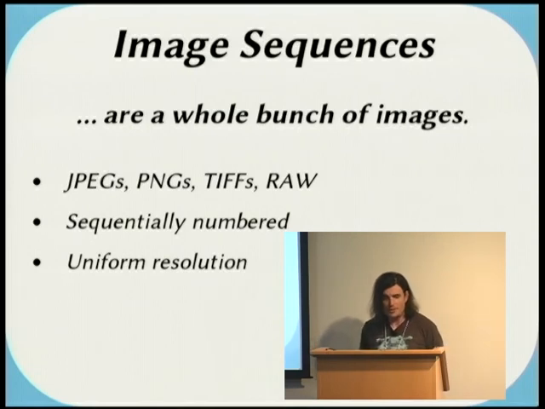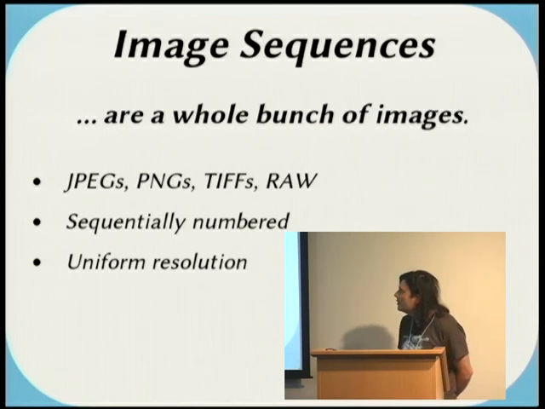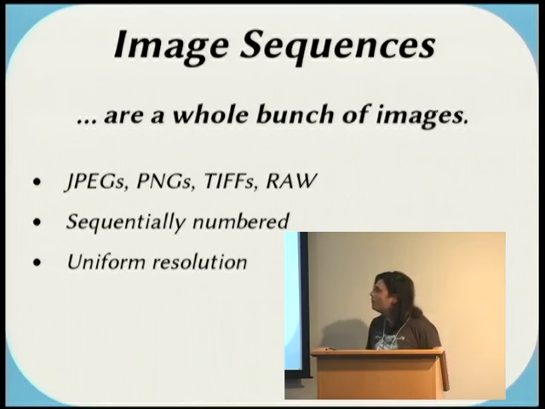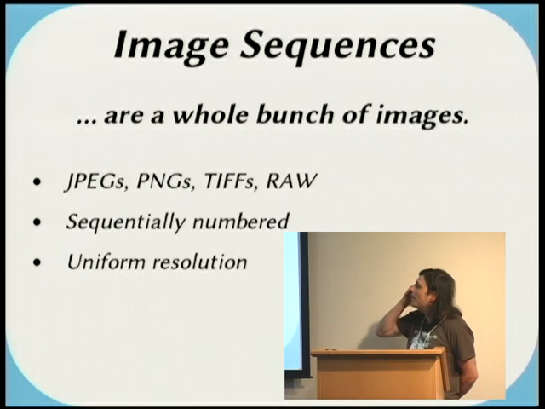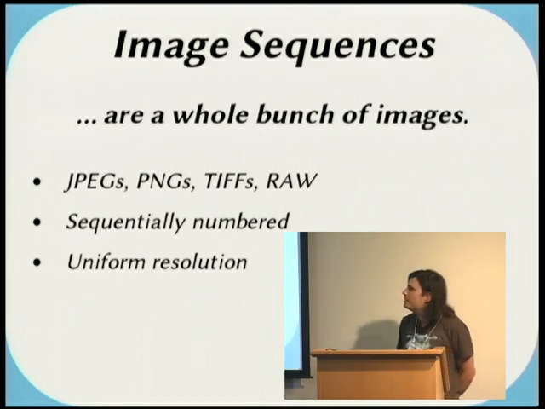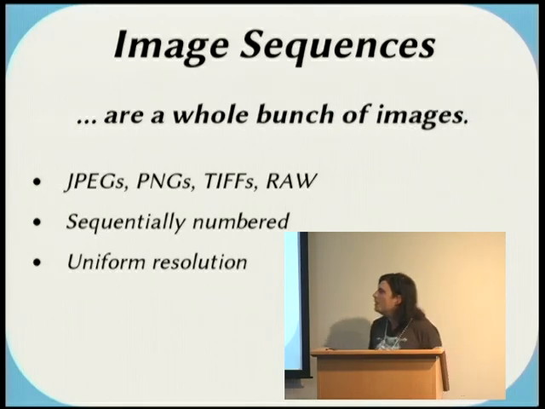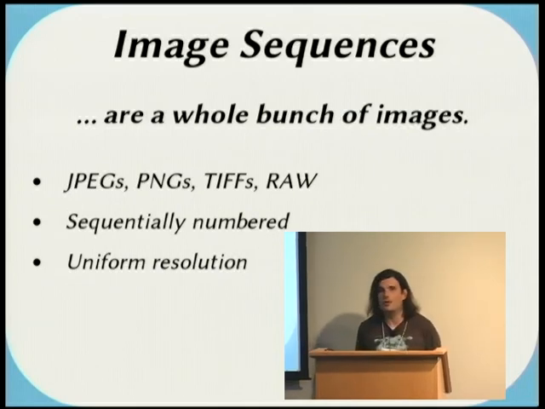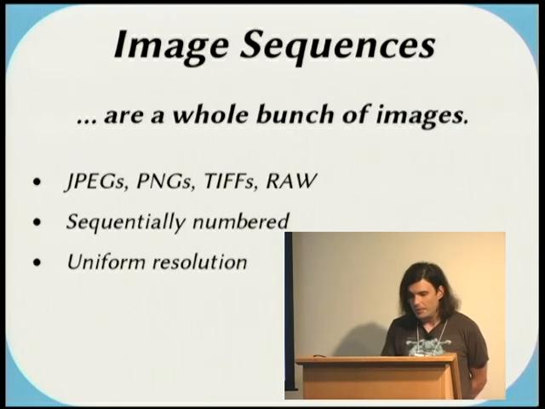Image sequences are just that: a whole bunch of images. They can have various formats. Usually when you're doing video or some kind of motion, you need to have them numbered. And often you want a uniform resolution, although different scenes may have different resolutions. Sometimes with video you can switch resolutions, but often that confounds the situation. So often you want to get things into a uniform resolution, either by cropping or adding bars.